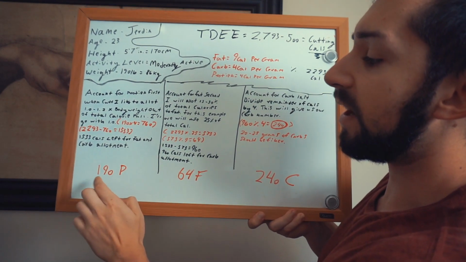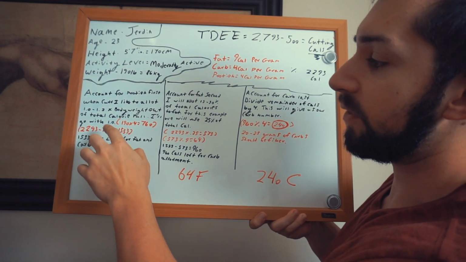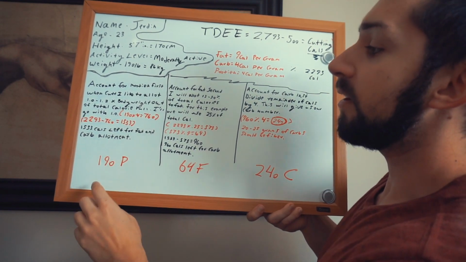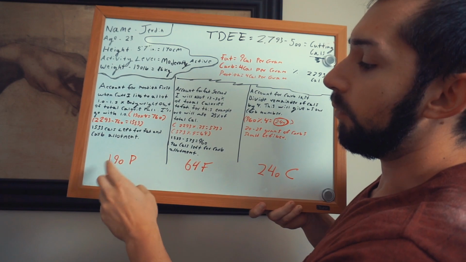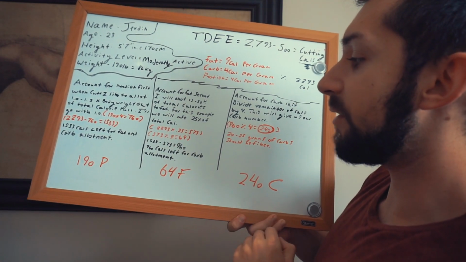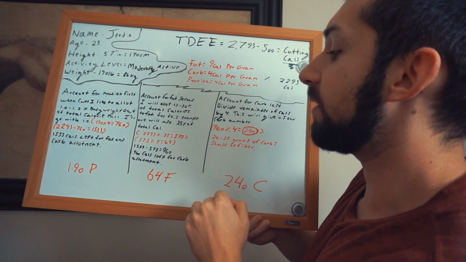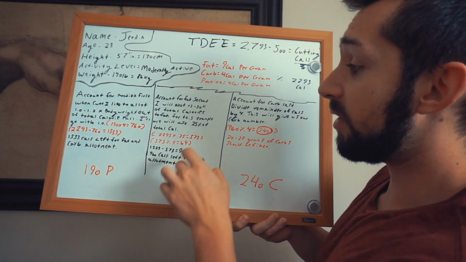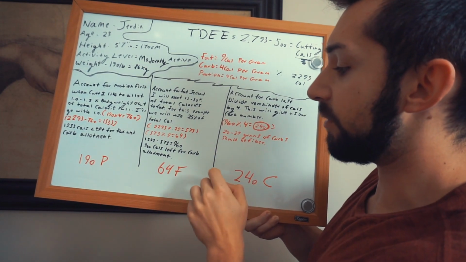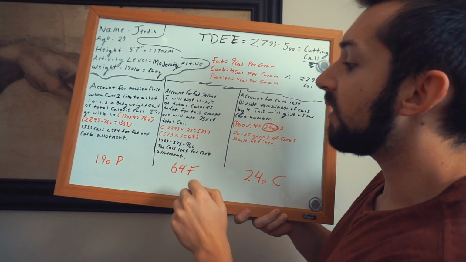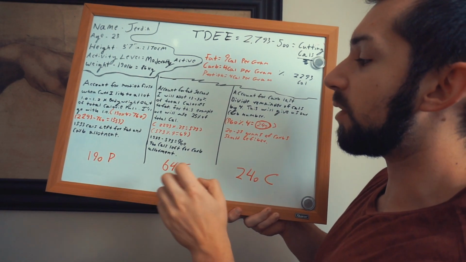190 grams of protein to be exact. If you divide 760 by 4, you're going to get 190. 573 of those calories are going to come from fat. If you divide 573 by 9, you get 64. So 64 total grams of fat, 573 total calories from fat.